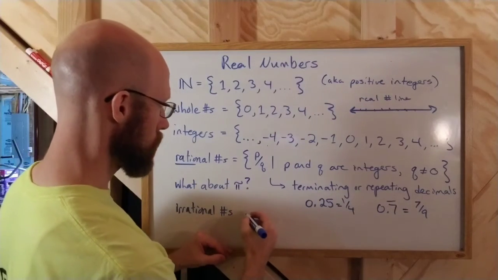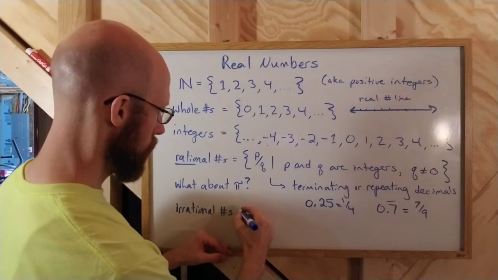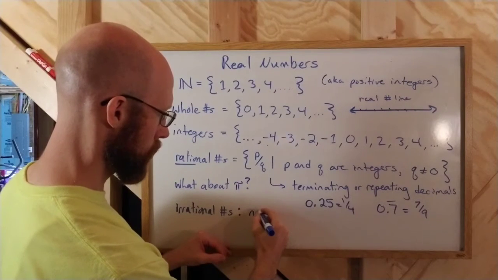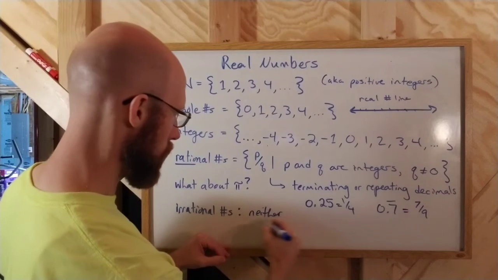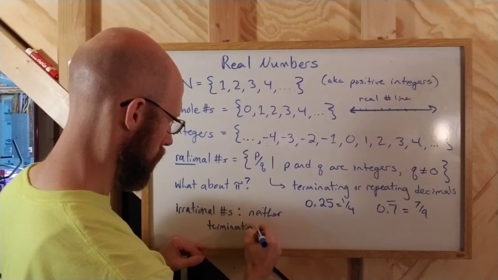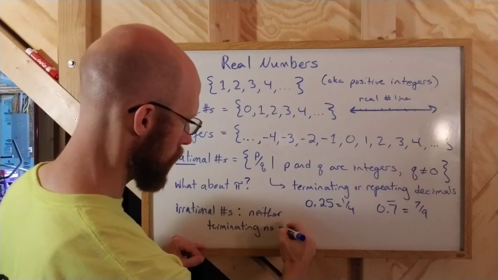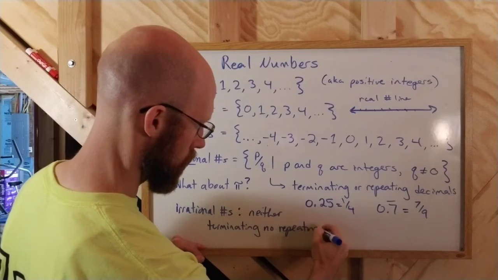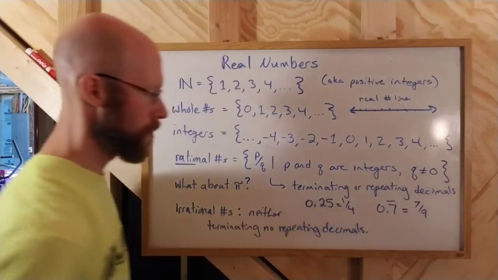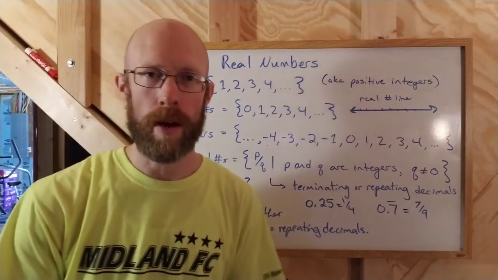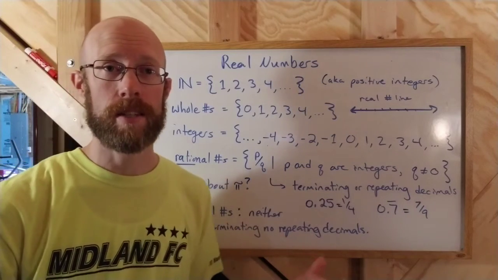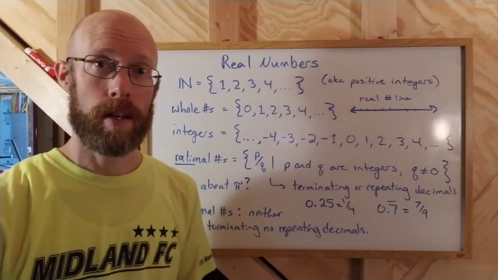And these are numbers that are neither terminating nor repeating decimals. Okay, that's maybe the easiest or most brief way to explain them. There are many very convenient and useful and common irrational numbers.